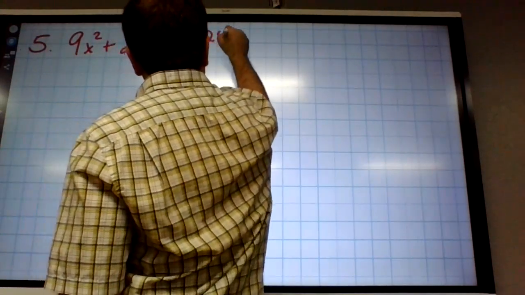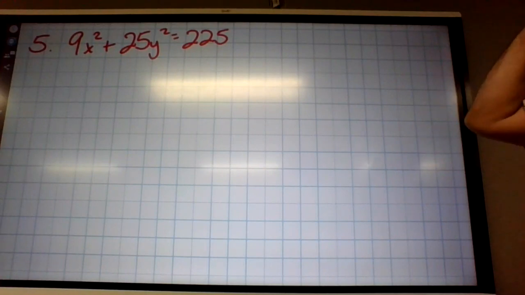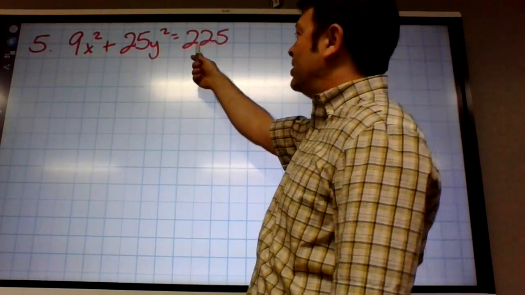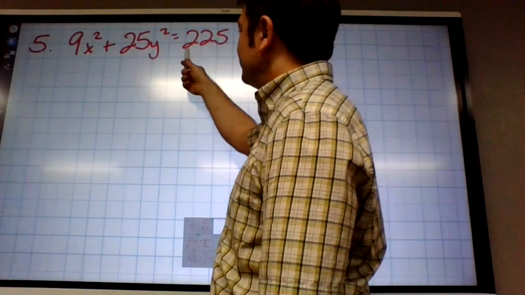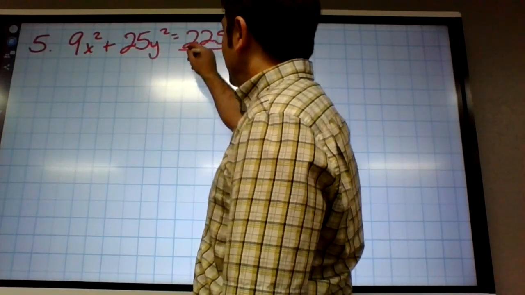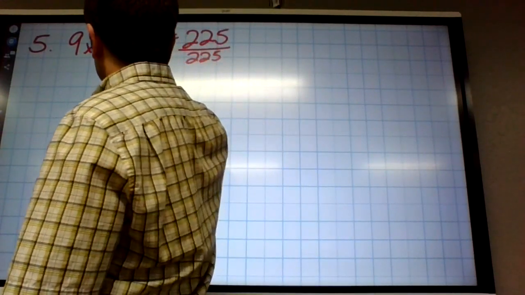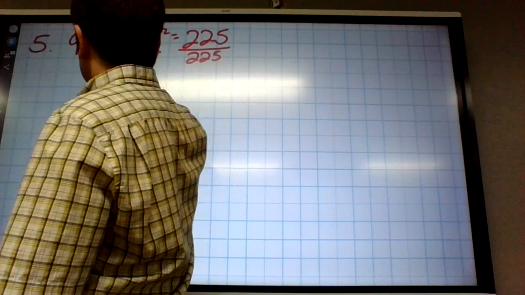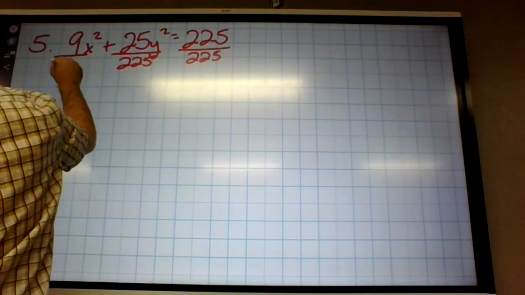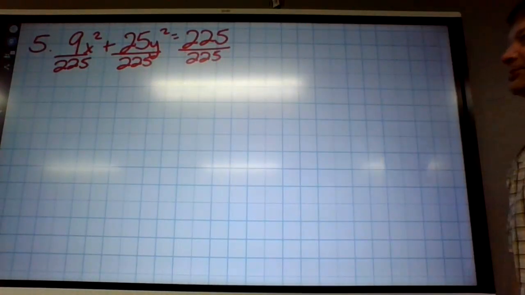Okay, number 5. My bad. Okay, we want this number on the right to be a 1, so how are we going to fix this? Just divide by 225. So divide both sides, every term on both sides, by 225.